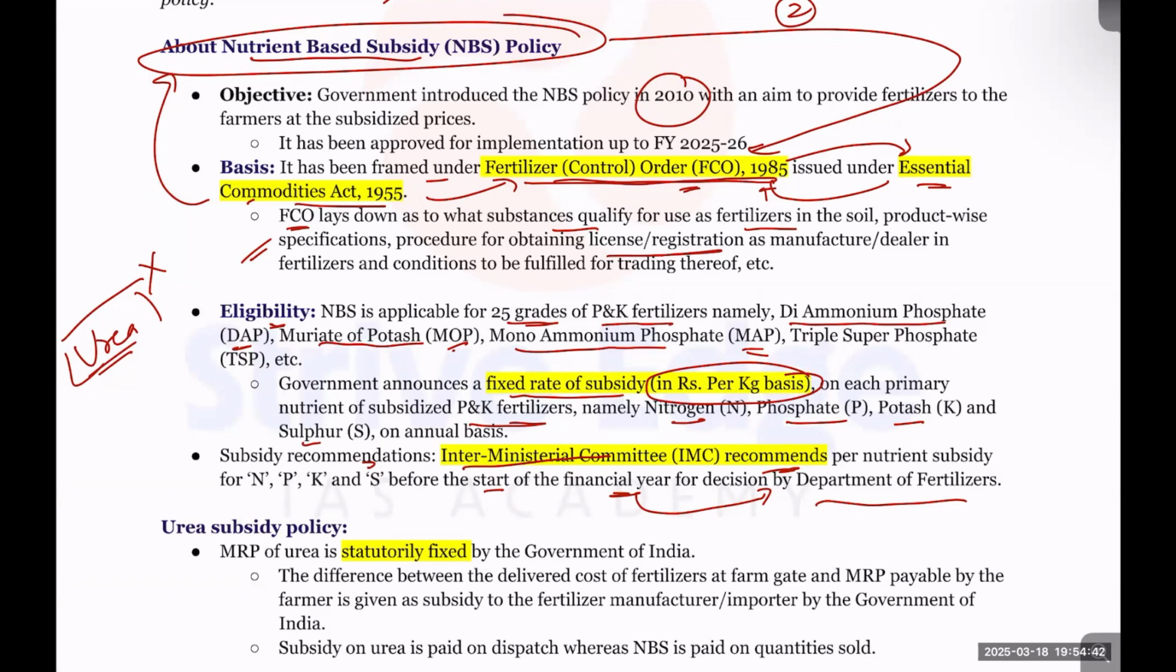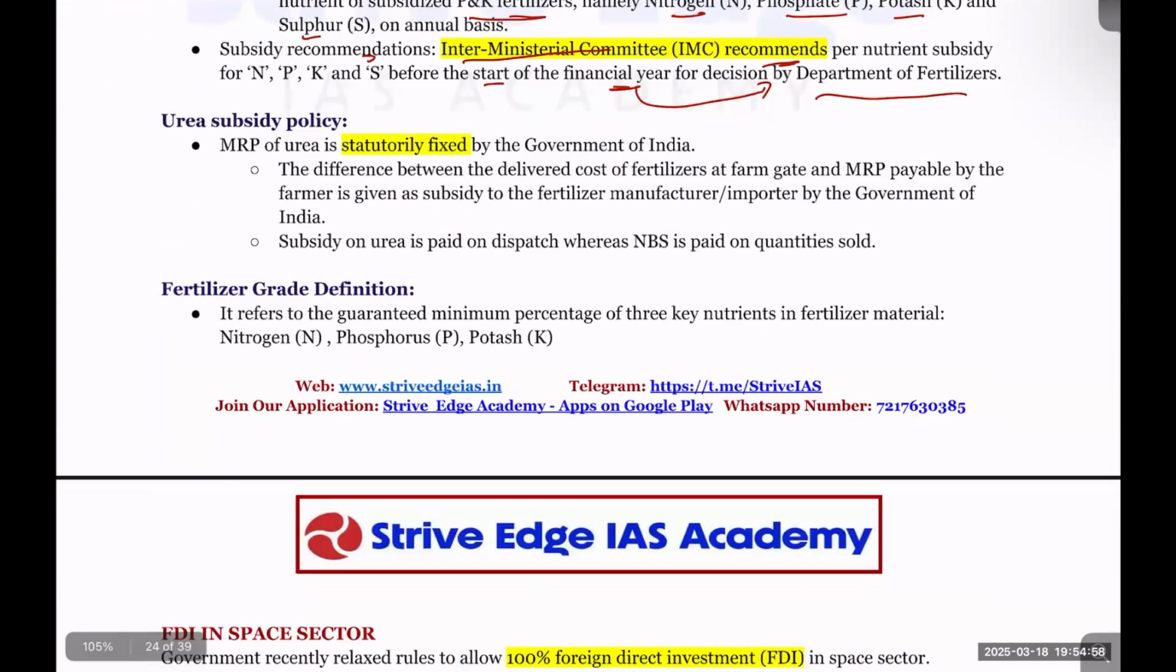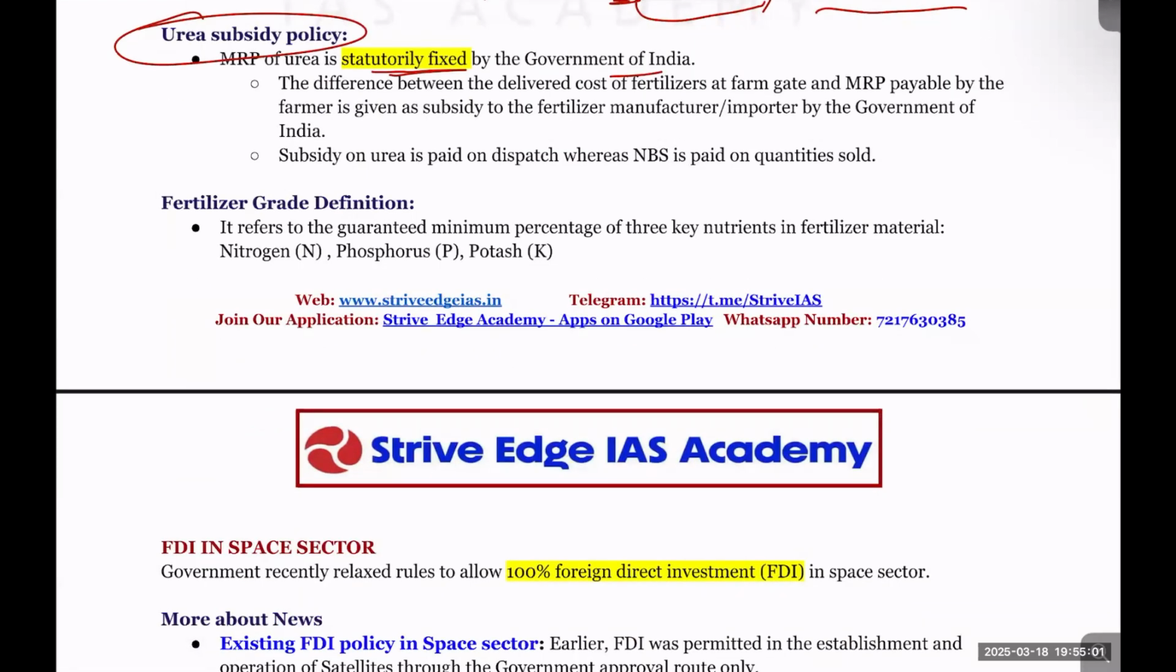Now what I already told you is that the nutrient-based subsidy doesn't cover urea, right? So there must be some other policy for this urea. So a urea subsidy policy is also there. The MRP of urea is statutorily fixed by the government of India. So there is a law for it. Okay, and the government of India always fixes what the subsidy will be for it. Right. Now, the difference between the delivered cost of the fertilizers at the farm gate and the MRP payable by the farmer is given as the subsidy to the fertilizer manufacturer or importer by the government of India. So the difference between the delivered cost of the fertilizer at the farm gate and the MRP payable by the farmer is given as subsidy.